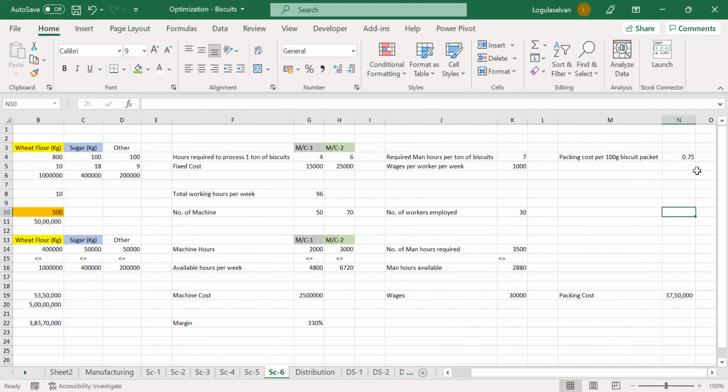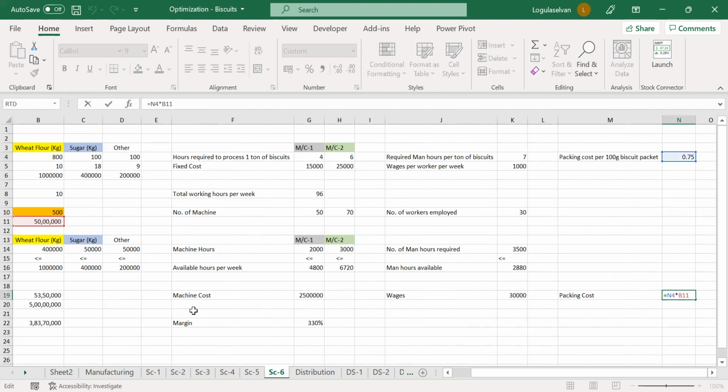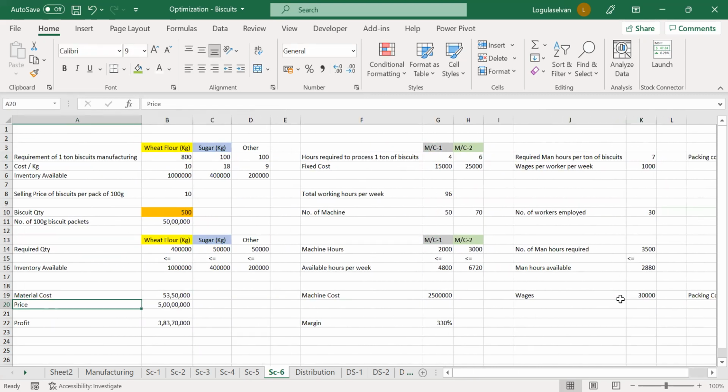Here we are going to add one more cost. Here the packing cost which the company is spending is around 0.75 rupees per packet. So the packing cost will be number of packets multiplied by 0.75. This is going to be the packing cost. This in turn will have an impact on the company's profit as well, right?